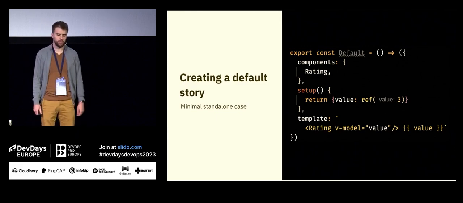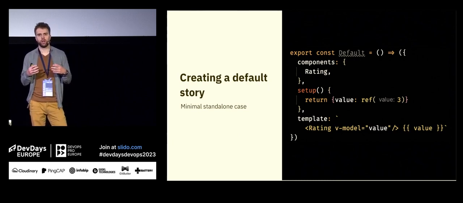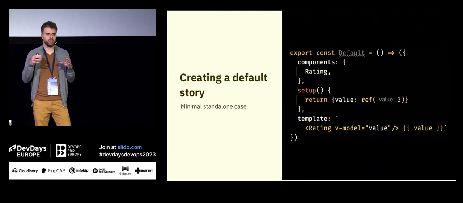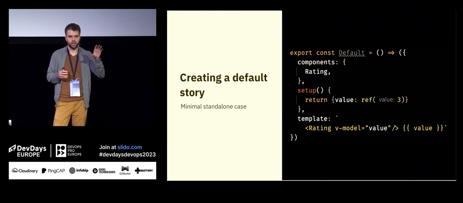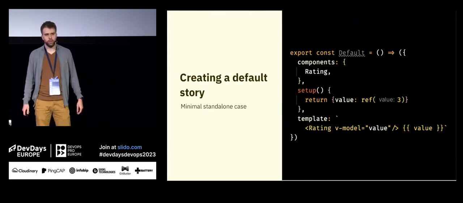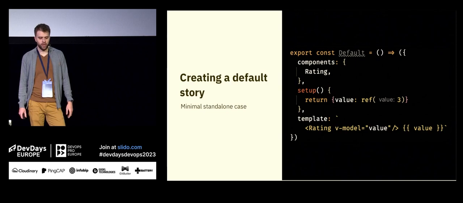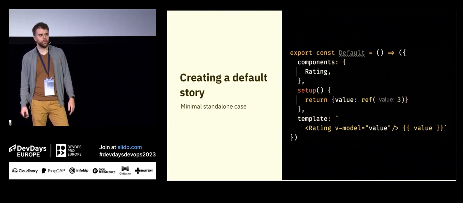Default story is a bit of a tricky concept because normally you would think it's best to create a story that is tailored to a specific case, but for a default story it's something like a minimal standalone case, and it would sit on top of your other stories and would represent like an essence of the component. So for rating, I believe this essence would be just value, and you can change this value.